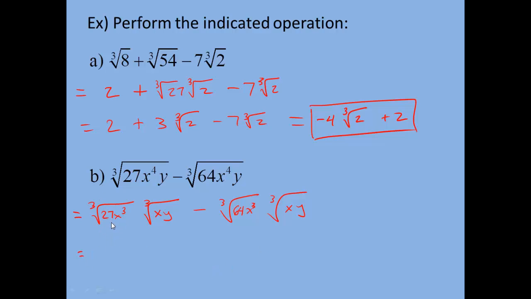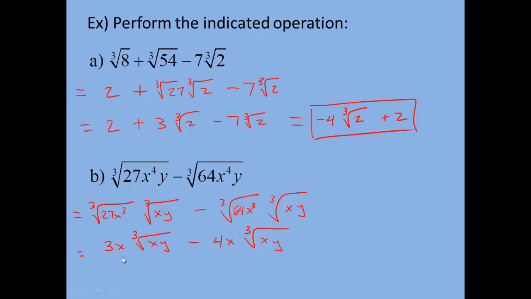Simplifying this, the cubed root of 27 is going to give us 3. The cubed root of x cubed is going to be x. And then this is just going to stay as a radical. So it's the cubed root of xy. Minus over here, the cubed root of 64 is going to be 4. The cubed root of x cubed, remember you do 3 divided by 3. You're dividing the exponents here. 3 divided by 3 gives you just a single x to the first power. And this is cubed root of xy.